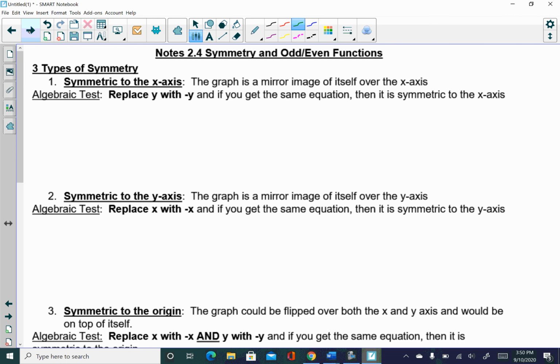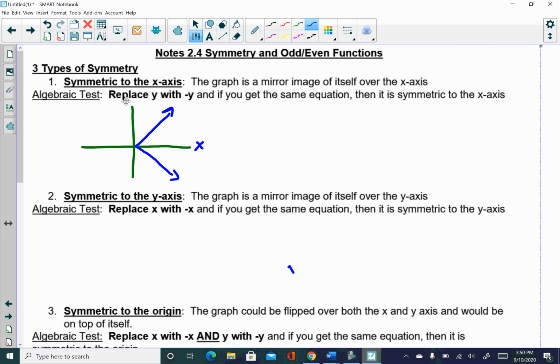In this section, you're looking at symmetry and odd and even functions. There are 3 types of symmetry. You can be symmetric to the x-axis, the y-axis, and the origin. And when you're symmetric to the x-axis, then I'll just sort of draw you a quick picture here. This would be a good example of something that is symmetric to the x-axis. And so being symmetric here to the x-axis is just a mirror reflection over the x-axis.